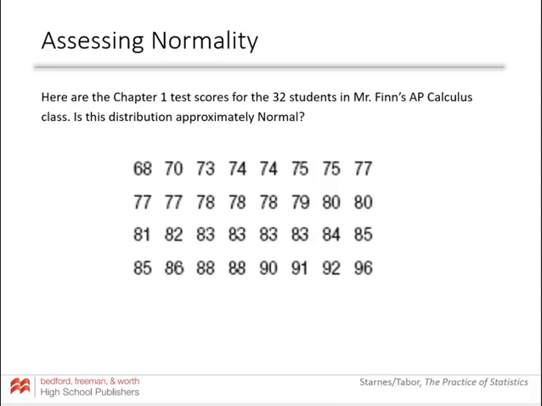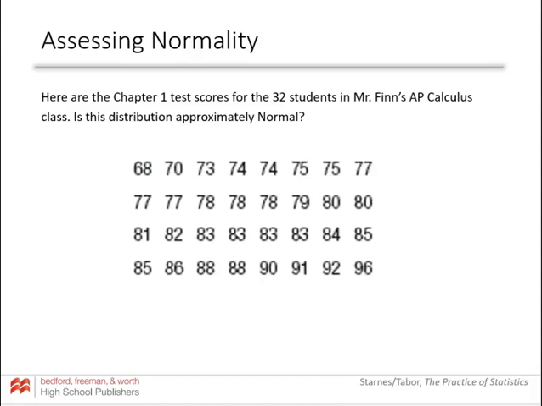So something that's important in statistics is to be able to assess normality, or decide whether or not a distribution is approximately normal, because that tells us whether or not I can use z-scores, whether or not I can use my calculator, my normal distribution menu. All of those things are very important. So here we have Chapter 1 test scores for Mr. Finn's AP Calc class, and we want to know, is the distribution approximately normal?